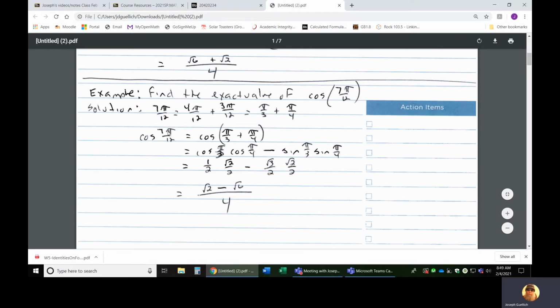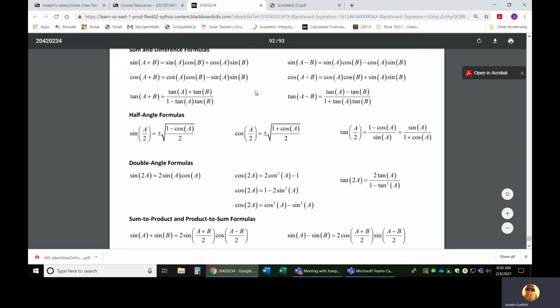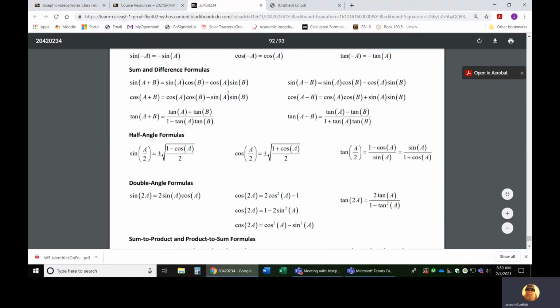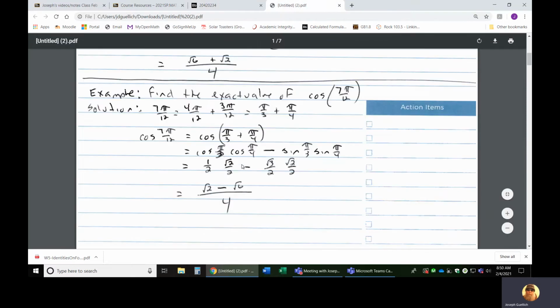So we've broken the 7 pi over 12 into the two original unit circle angles, and then we go right to the formula sheet. So this is cosine of two things added. That's the second one right there. Can I highlight? There we go. I can highlight. And now you don't memorize these on the formula sheet. You can see they all look very similar, but they could be a little confusing. So just know where they are and how to use them.